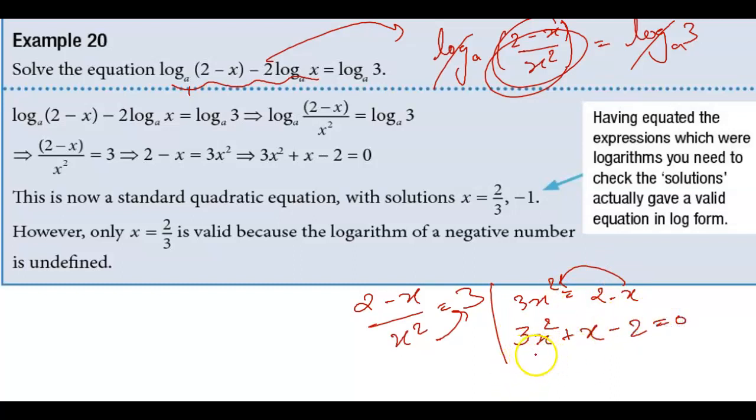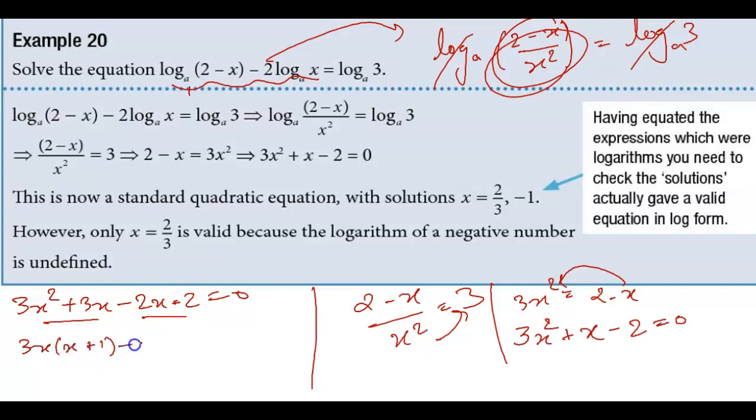Factorize using splitting the middle term. You will get x equals, let me solve this also. 3x square, 3 times minus 2 is minus 6, and 3 minus 2 is plus 3x minus 2x minus 2 equals 0. Splitting the middle term, children. So you will be getting 3x(x plus 1) minus 2(x plus 1) equals 0. So I'll be left with (x plus 1)(3x minus 2) equals 0.